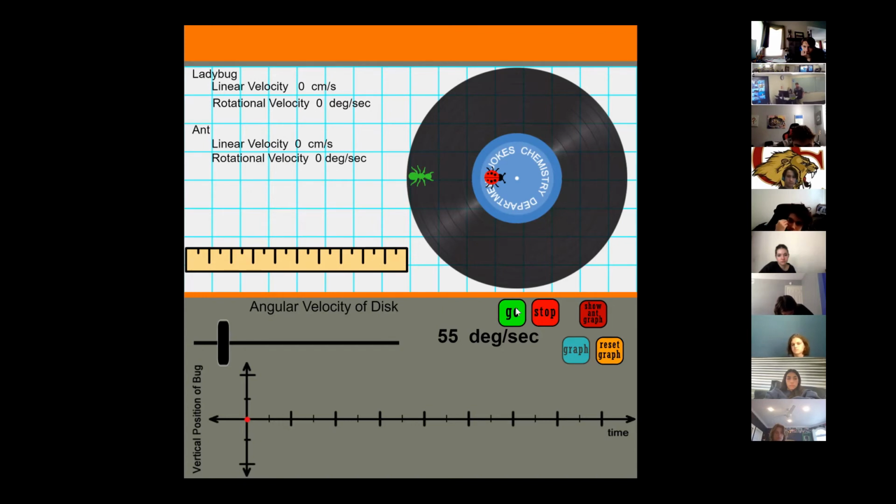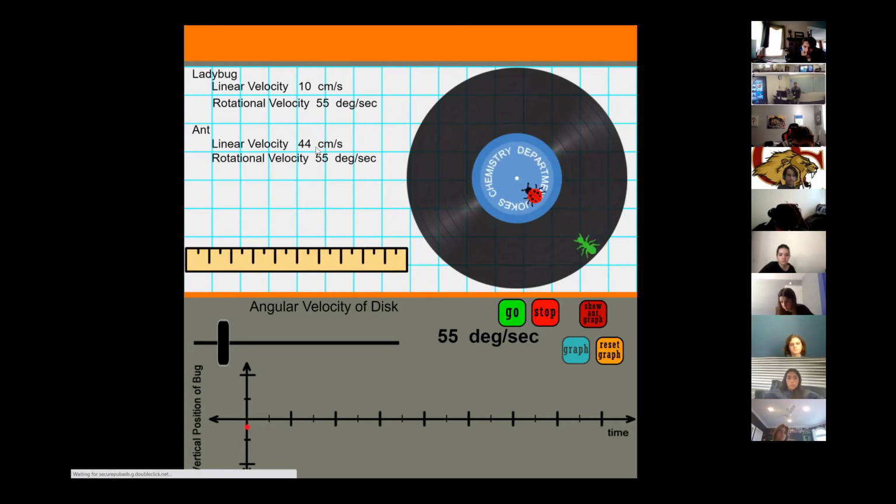Well, if we watch their motion, the ant has to cover a lot more ground in terms of how many centimeters it's traveling. To make this circle, the ant has to go a lot further in centimeters. So if you look up here, the ladybug's linear velocity is 10 centimeters per second. The ant's linear velocity is 44 centimeters per second, but their rotational velocity is the same, 55 degrees per second. They're spinning at the same rate angularly, but they're covering different distances linearly. So hopefully you can see that pretty clearly with this animation.